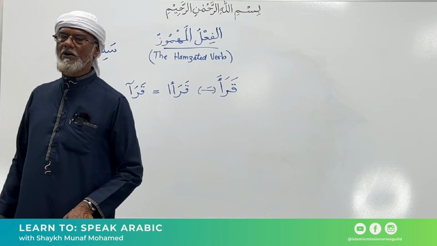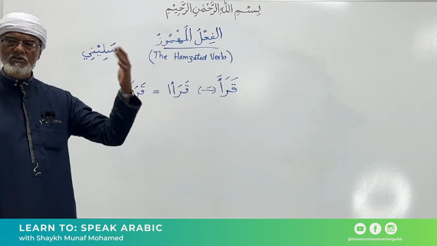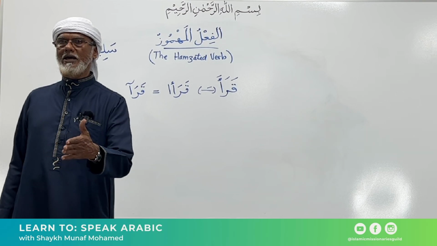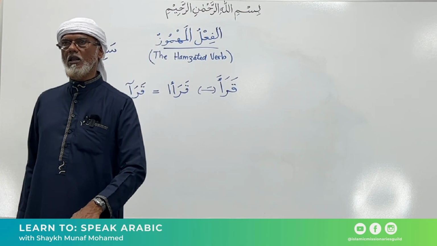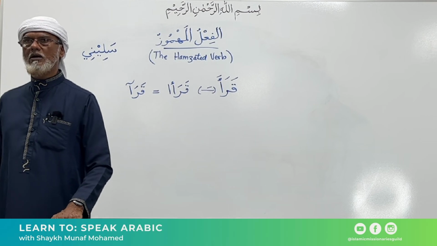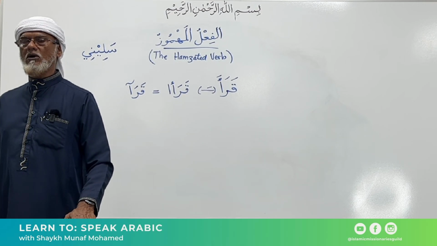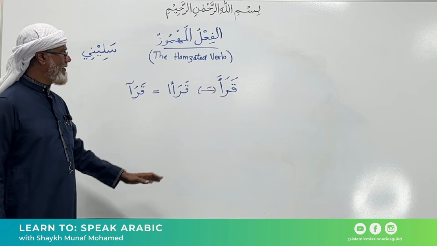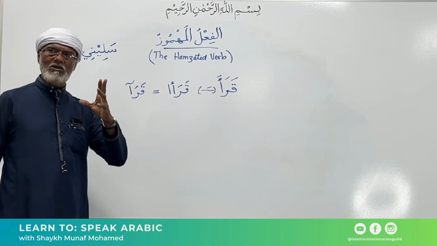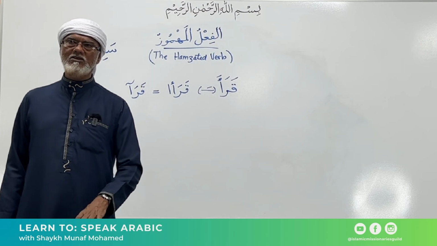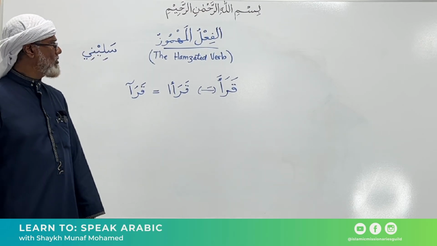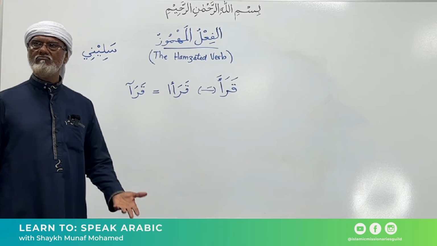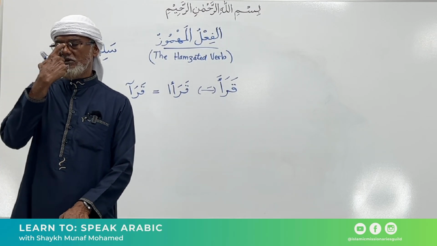All right? And you move to the dual column. يقرآن, تقرآن, تقرآن. And we go to the plural column. Right? يقرؤون, يقرأن, تقرؤون, تقرأن, نقرأ, and so on. All right? So if you remember the pattern and you know how to conjugate the verb, that shouldn't be any problem. So for the verb قرأ, there is nothing really that is different from the sound verb.